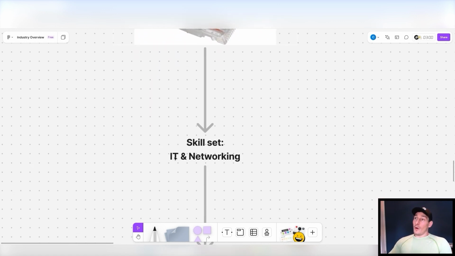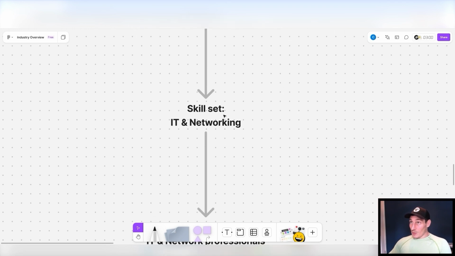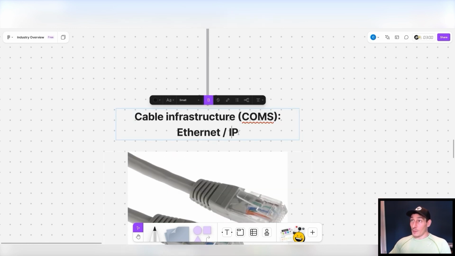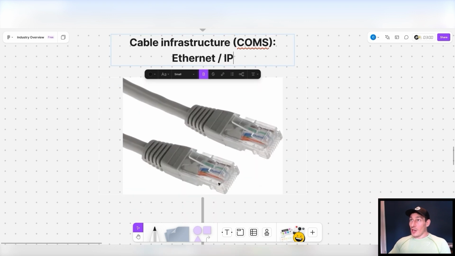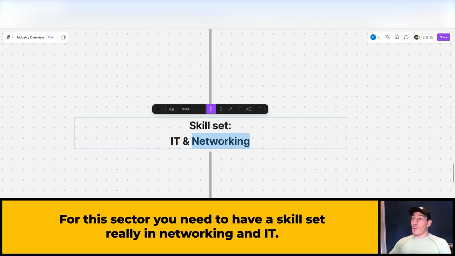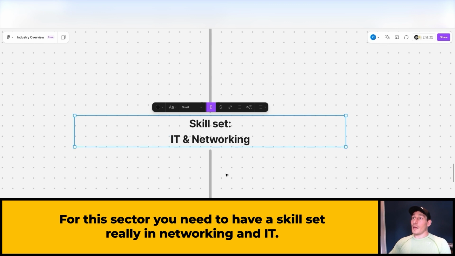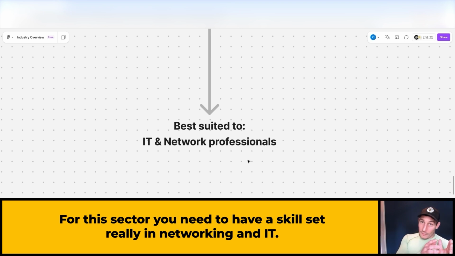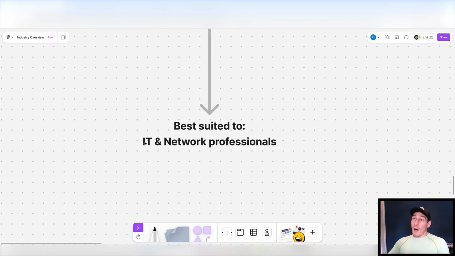And really the bulk of all of this, the skill set that this comes down to, is IT and networking. Because it's all based on Internet Protocol, IP, you know, IP addresses, you need to have a skill set really in networking and IT. So it makes sense that the people that go into this side of controls and automation are IT and network professionals, because they've got that fundamental understanding and the foundations built in networking, IP networking and IT.